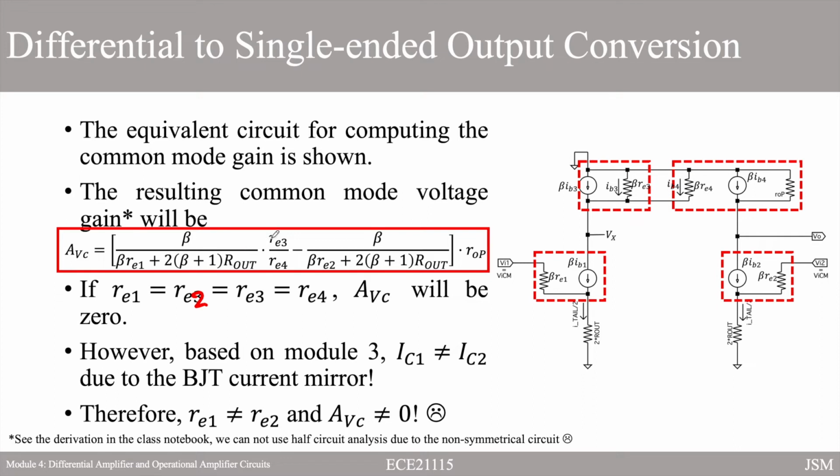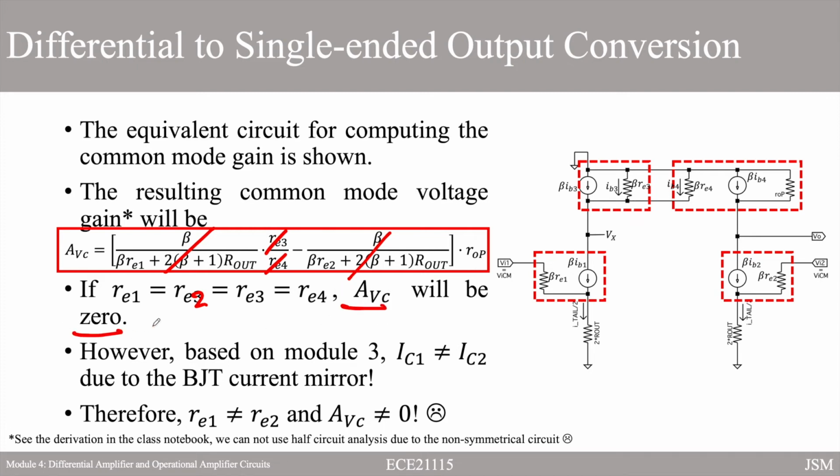so makita natin itong RE3 and RE4 will cancel out. Diba? Magiging 1 na lang po yan, yung multiplier nito. Mapapansin natin dito that this one, yung beta over beta RE plus 2 times beta plus 1 R out, minaminus natin yung beta over beta RE plus 2 times beta plus 1 R out. So, if RE is the same, so magka-cancel po yan. So, ang matitira dito is 0 multiplied by ROP. So, therefore, AVC will become 0.